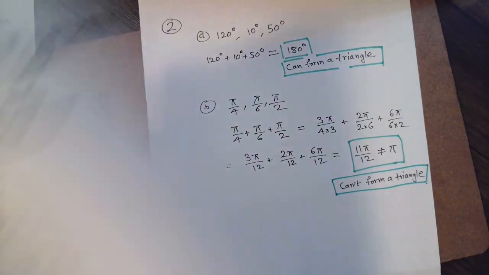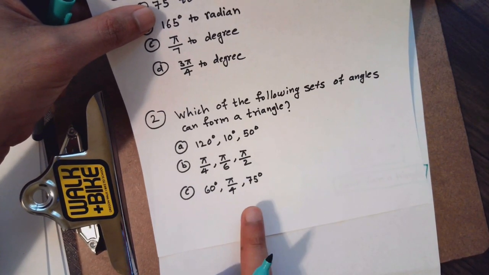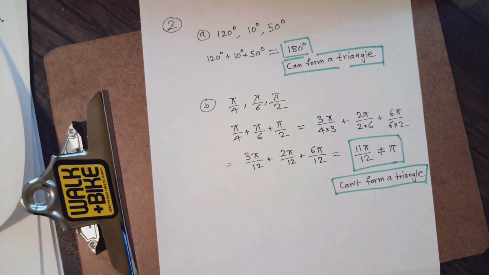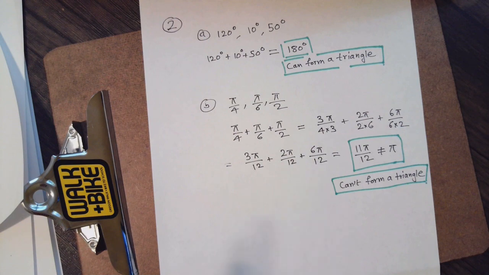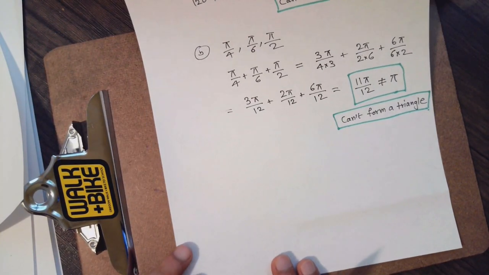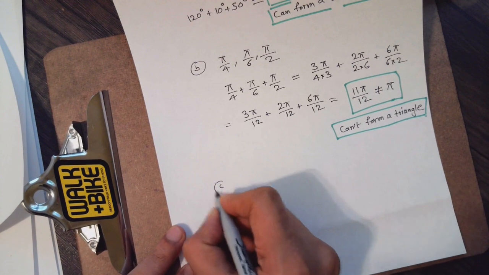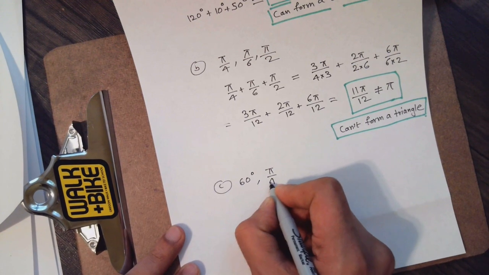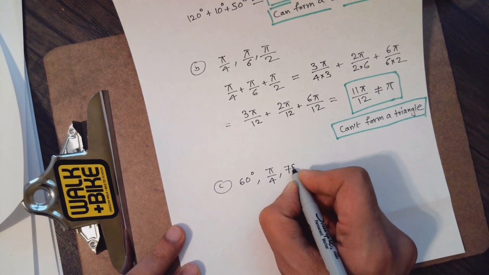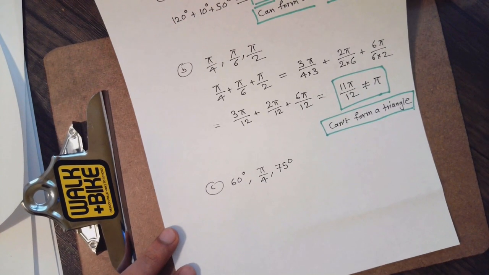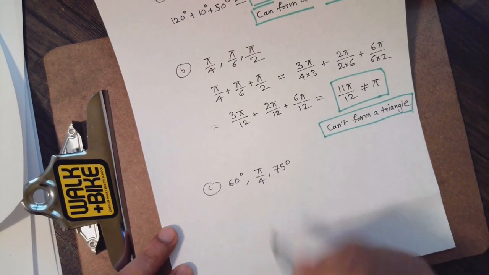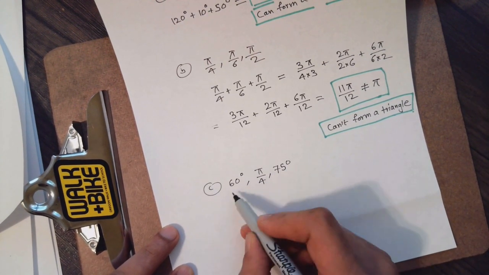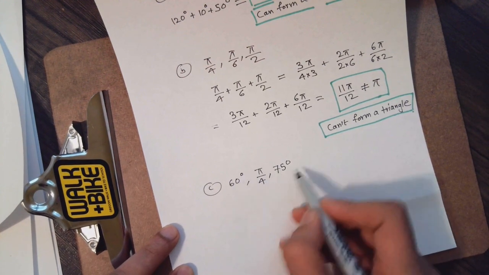Next one, 60 degree, pi over 4, 75 degree. Ooh, here you have a mix. So let's see how you can deal with the mix. You should be able to deal with it because you have already done this conversion in your problem one. So 60 degree, pi over 4 in radian, and 75 degree. So the only thing you need to now do is convert pi over 4 to degree, right? These, it's better to convert 1 to degree than these 2 to pi.